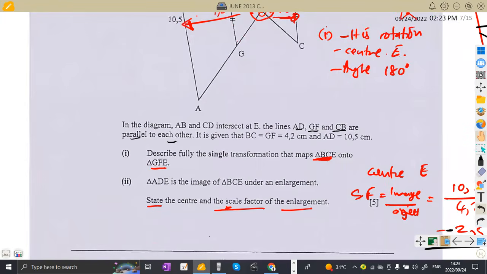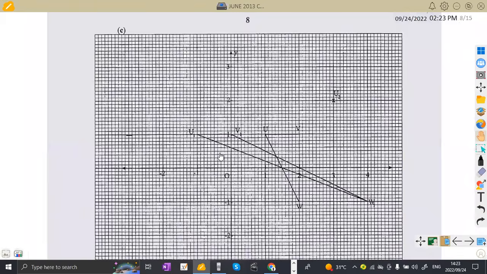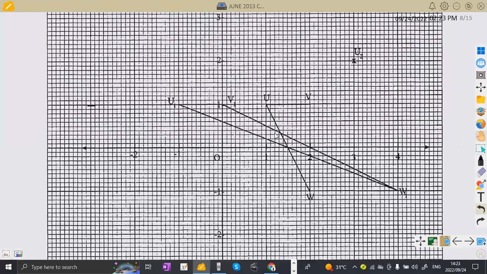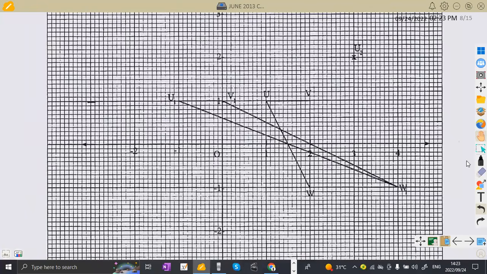So let us cross check the other part of the question. Now you're given these diagrams. I don't know if these triangles are clear, but let us just hope. This is 0 here. This is 1, 2, 3, 4. This is -1. This is -2. This is 1 here, -1, -2. So this is what you're given. And this is U, this is V, this is W here. And this is U1, this is V1, and this is W1. That is what you're given, guys, the x-axis and so forth.